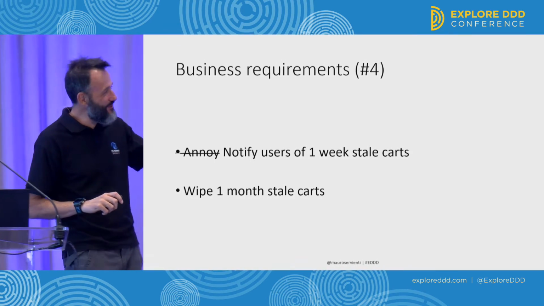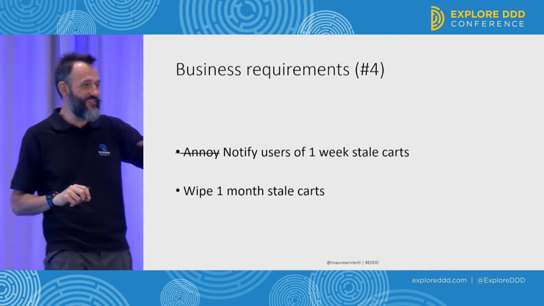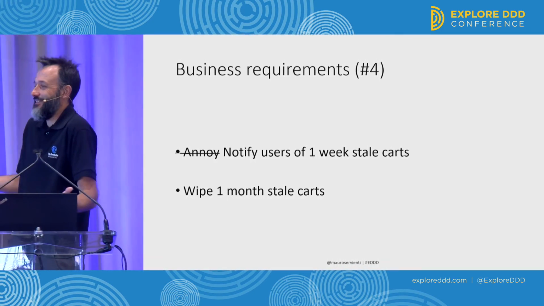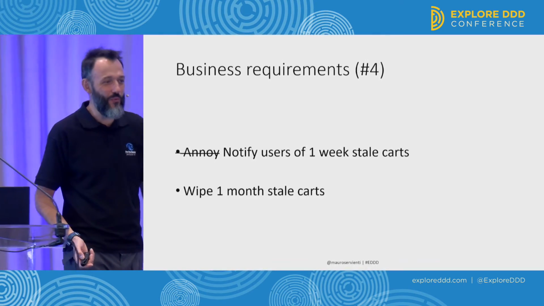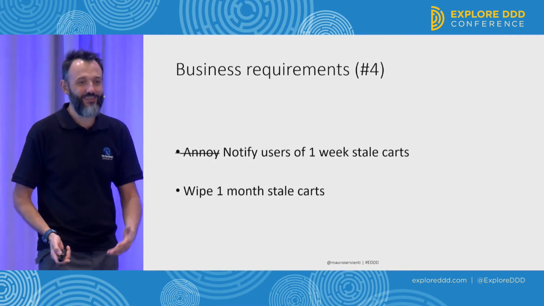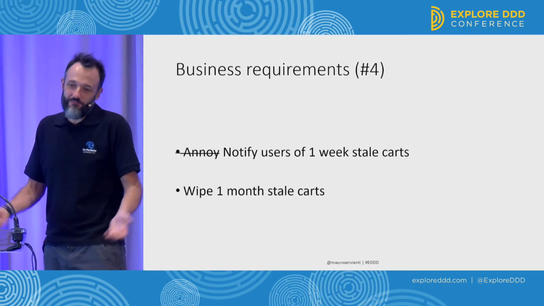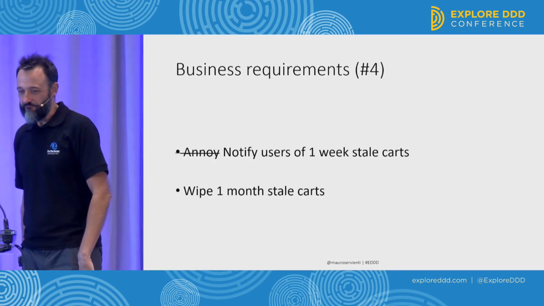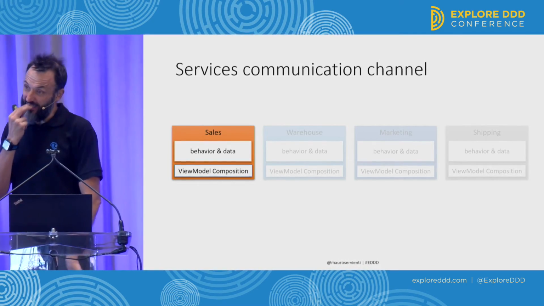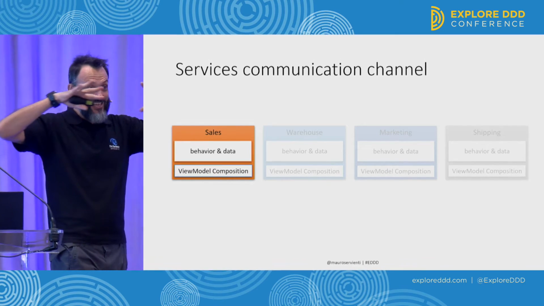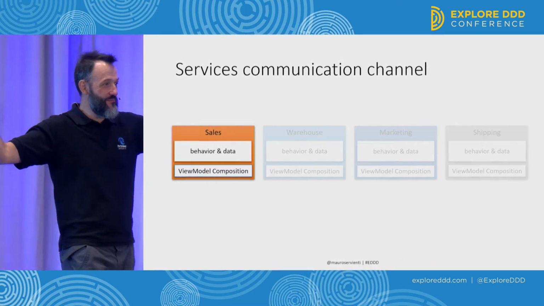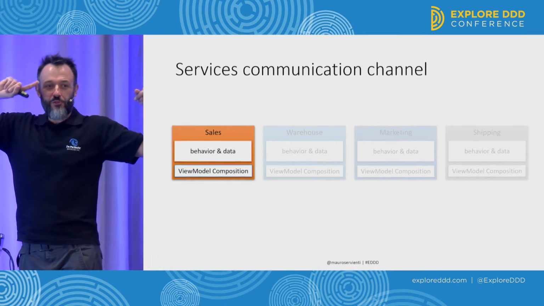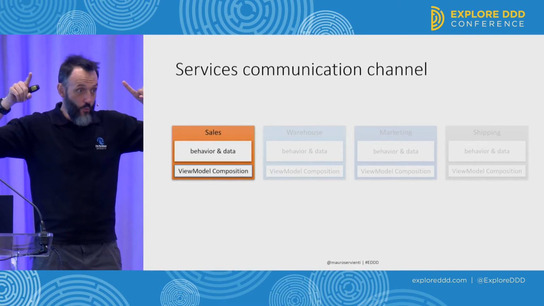Anyway, we want to be able to notify users if they haven't touched their cart and there's something in for a week. And if they do nothing, we want to wipe carts after a month. So we want to just save space on servers probably, but that's a requirement. Now we have an interesting problem that if information is scattered around multiple systems or services or boundaries, if you will, now we want to be sure that they communicate with each other in some way.